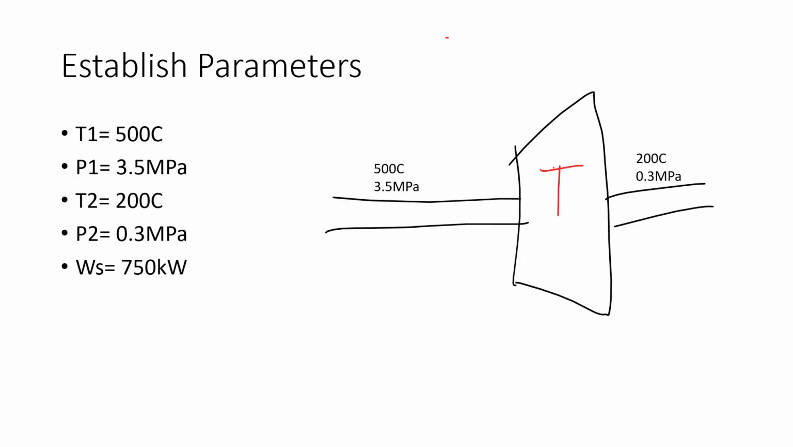So the way we went at this was we established parameters in the beginning just based on what the question had to offer. So as you can see from our diagram here, we have labeled the in and out streams of the actual turbine.